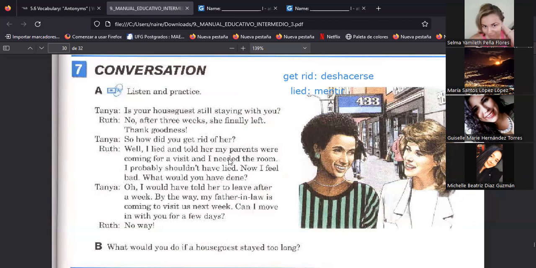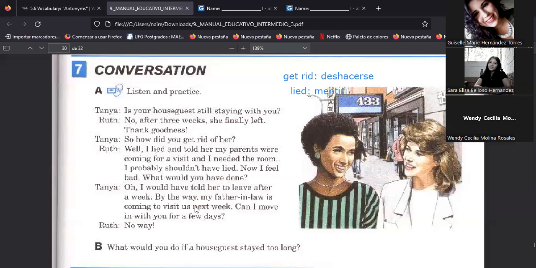Okay, question. What will you do if a house guest stays too long, guys? So what will you do? In my case, I think I would recommend some nice places, for example, to help me, right? Because he or she might not be helping me, so that would be a good idea. Recommend something cheaper, maybe. So I would recommend another place.